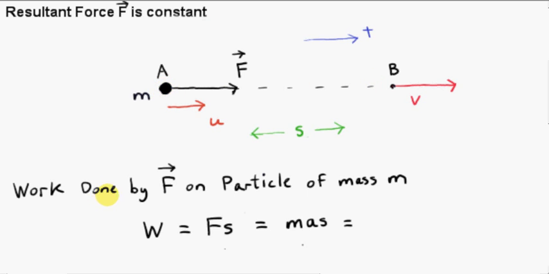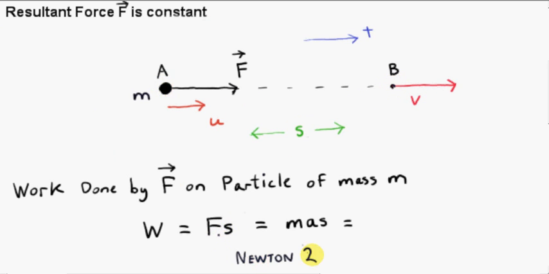Let's consider the work done by F on the particle. Well, from previous videos we know that we have to get the component of the force in the direction of motion. Well, that's easy in this case, because the component of F in the direction of motion is F itself. It's the magnitude of F, which is just F without the arrow. We multiply that component by the distance s that the particle travels.